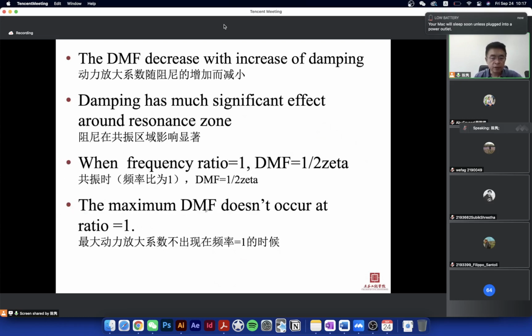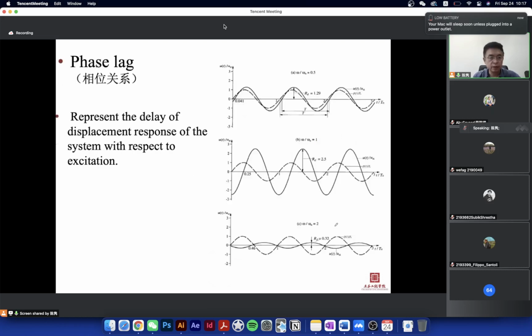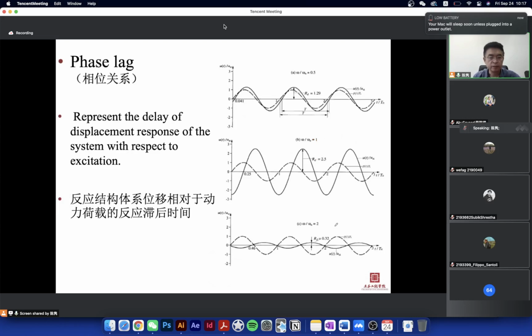And when we see resonance, we see omega equals omega n. At that time, the dynamic amplification factor equals 1 divided by 2 zeta. This is a very useful conclusion. So it's 1 divided by 2 zeta when the frequency equals omega n. And the second part is that the maximal DMF doesn't occur at beta equals 1, as we already discussed. This is a very interesting thing we need to know.